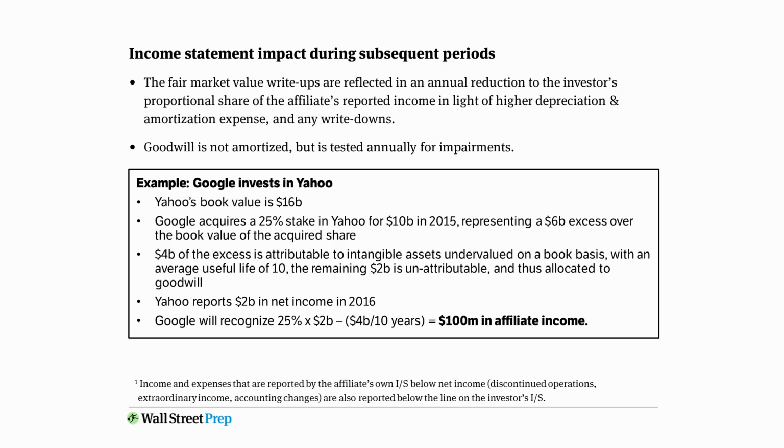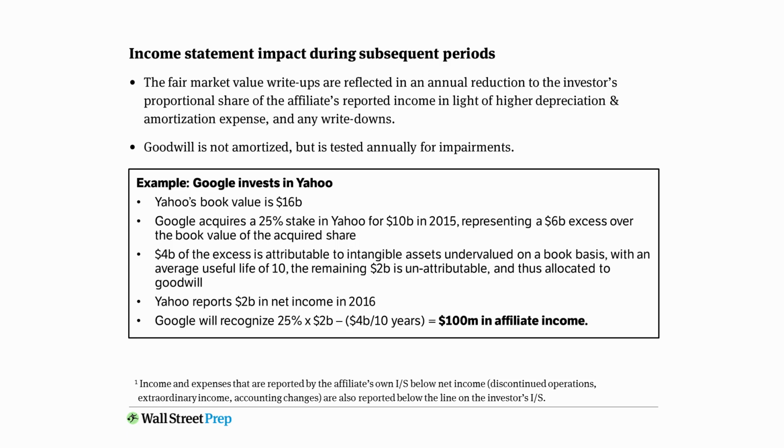On Google's internal working papers, $4 billion of that $6 billion excess is determined to be attributable to intangible assets. This is just an example. Let's say they determined, using appraisals of intangible assets, that Yahoo's intangible assets are grossly undervalued, and that's what justifies why Google is paying so much more. So of the $6 billion in excess that we paid, $4 billion can be attributed to intangible assets undervalued on a book basis. And let's say those intangibles have an average useful life of 10 years.